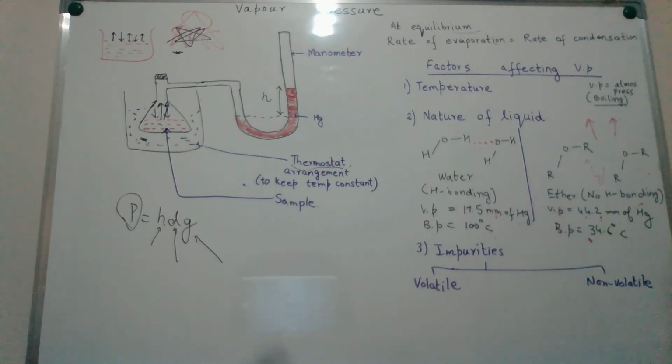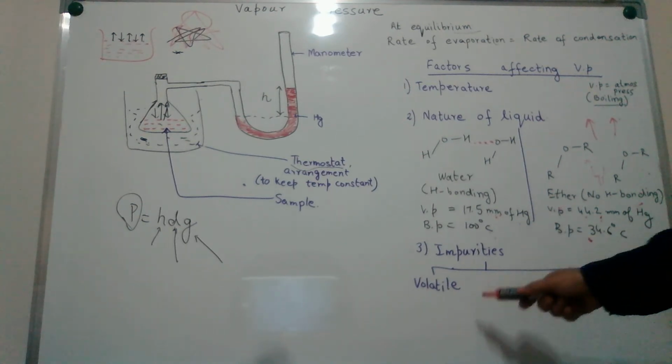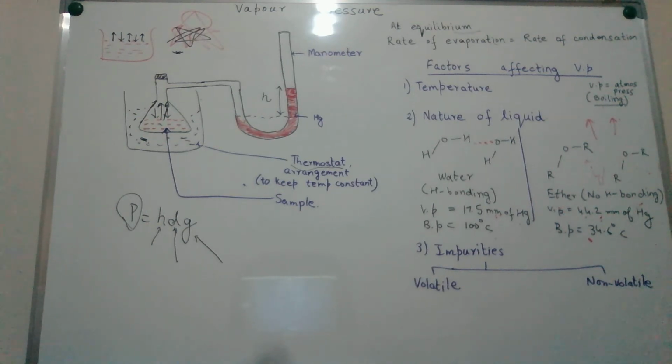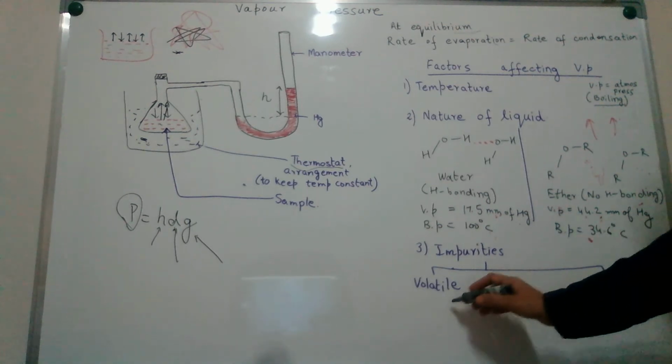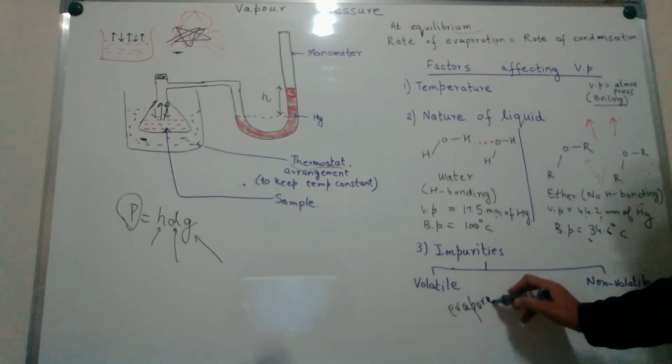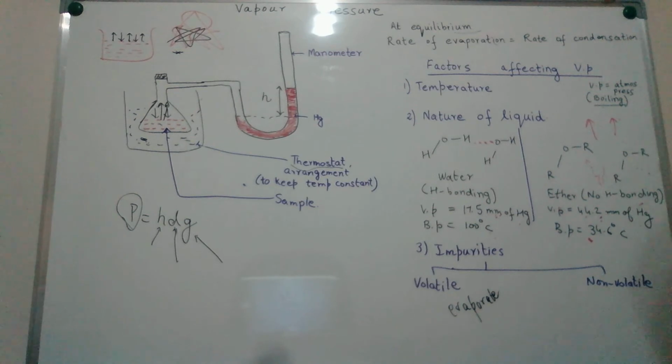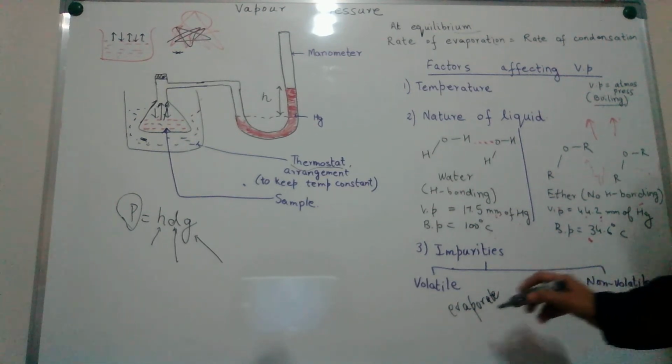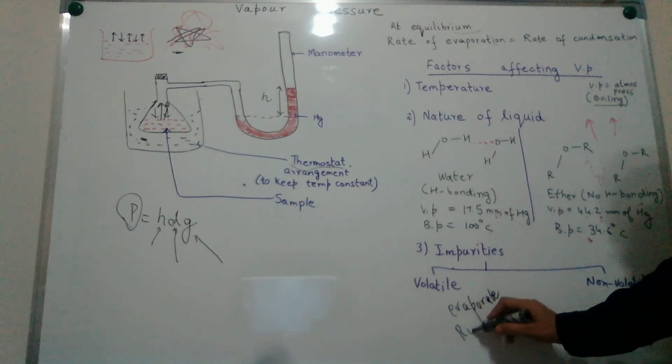Third we come to is impurities, volatile and non-volatile. Two types of impurities that we can add to a liquid. Volatile means they themselves will evaporate. Now when they themselves evaporate, they will affect the vapor pressure. How they will affect, we shall do in a separate law, that is Raoult's law.